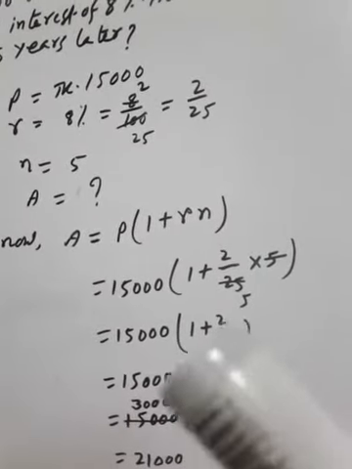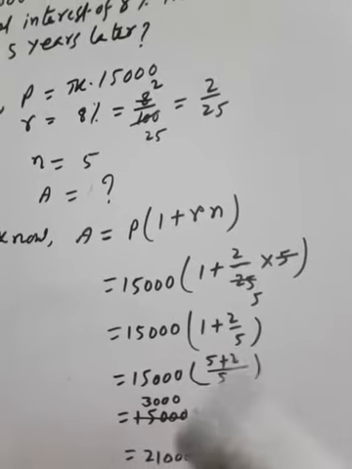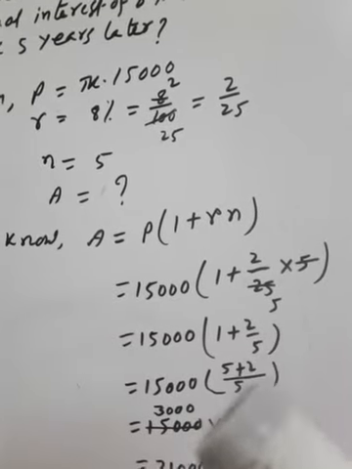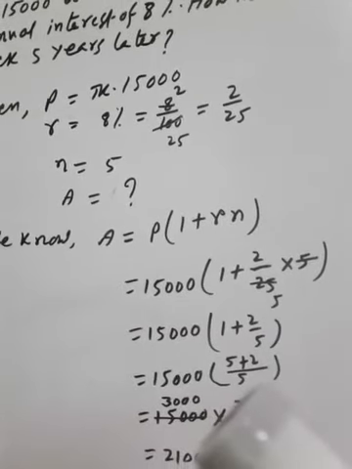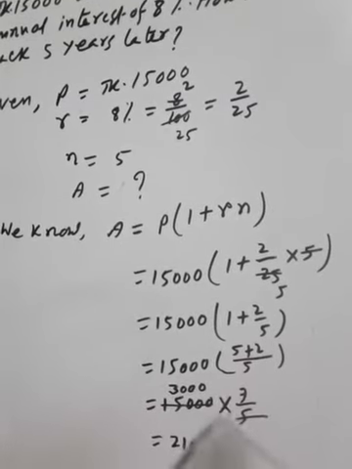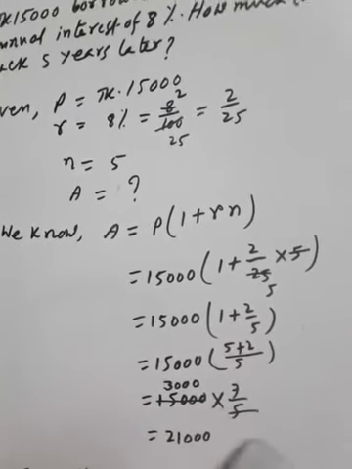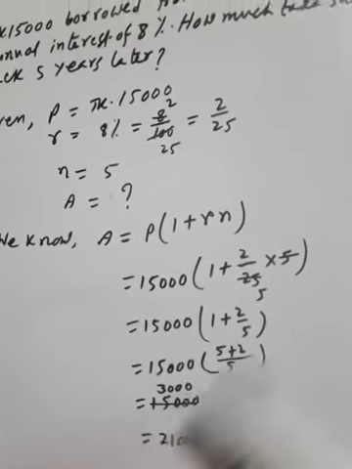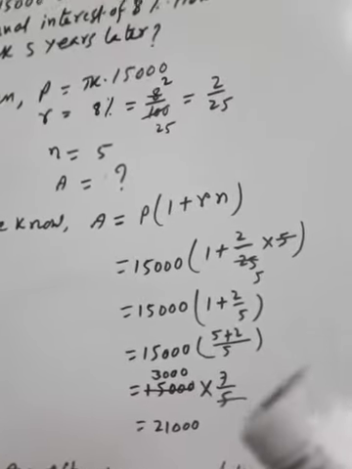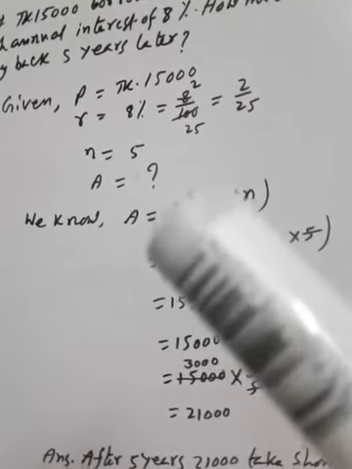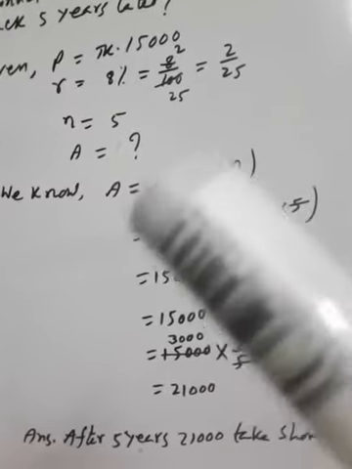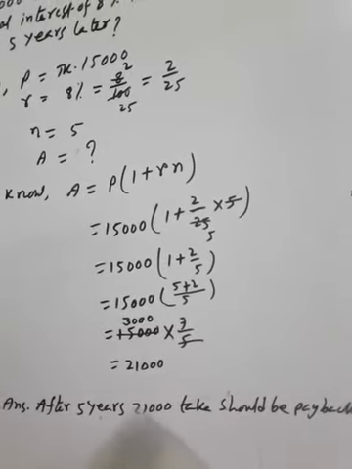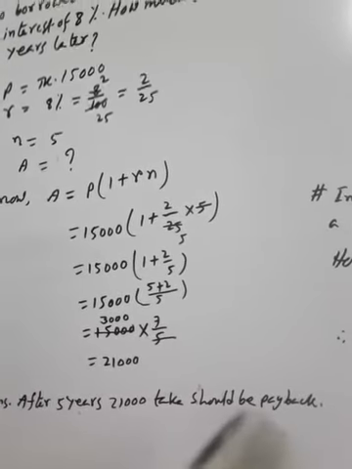Now we have to do the LCM of 1 plus 2 by 5. LCM is 5. Then 5 divided by 1, 5 1s are 5. Plus 5 divided by 5, 1, 2 1s are 2. 5 plus 2, 7. 15,000 multiplied by 7 by 5. 15,000 divided by 5, then 3,000. 3,000 multiplied by 7, 21,000. Amount 21,000. Amount means principal plus interest. After 5 years, he has to pay back 21,000 taka.